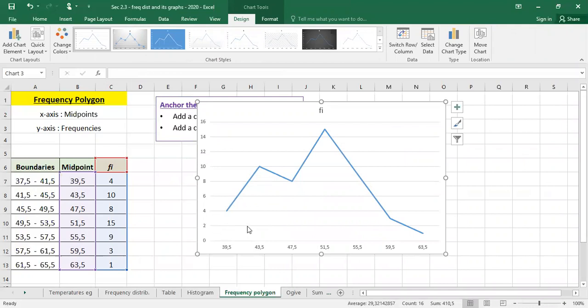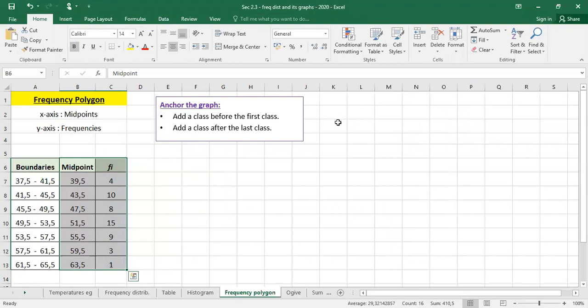Now notice this line is floating. It's not actually touching the axis, and we don't like it to be like that. In Stat 130, we don't like it, and in other places you might want to use it. So let us delete this and make an adjustment to our data.